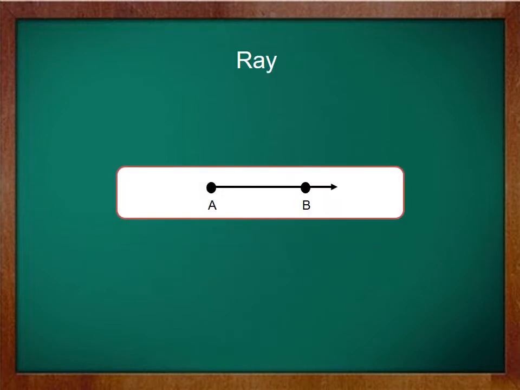Now let's talk about rays. A ray has one endpoint and it can extend infinitely in the other direction. Ray is denoted by writing letters A and B and drawing a line with single arrow on top of AB.